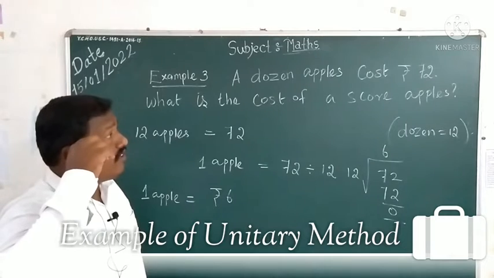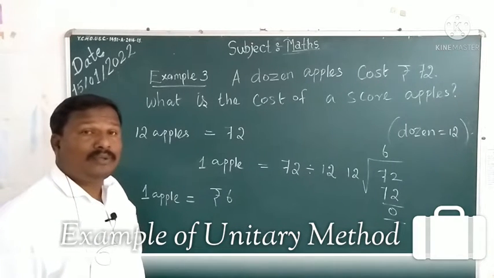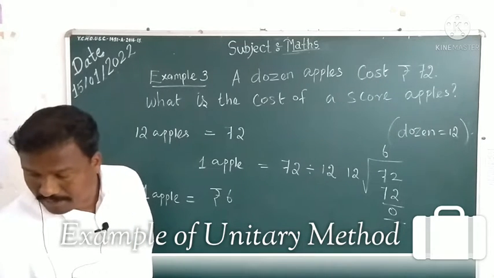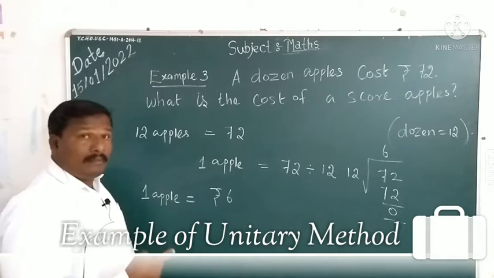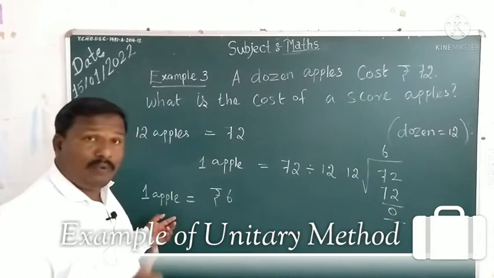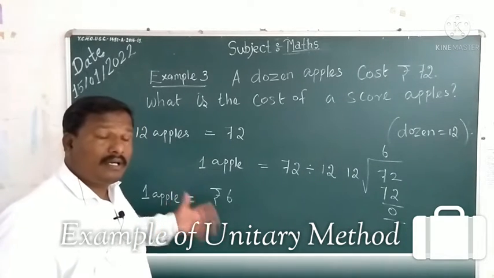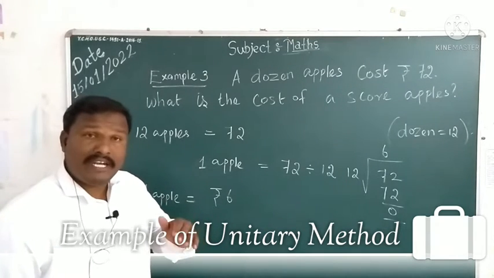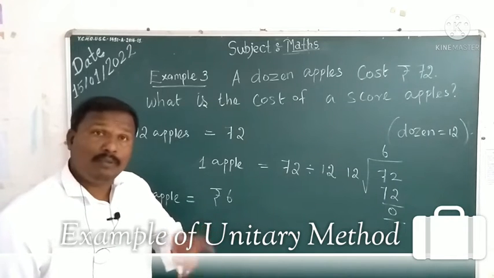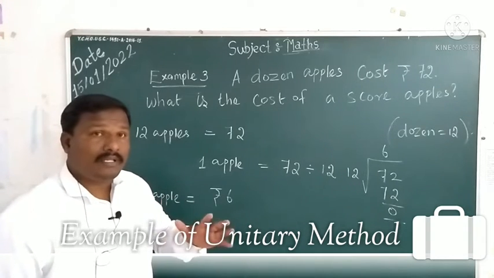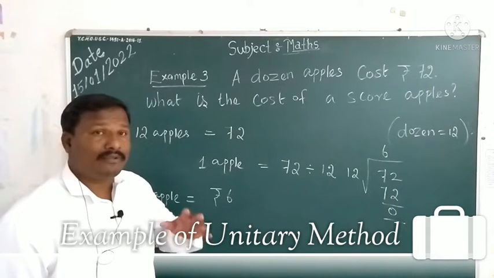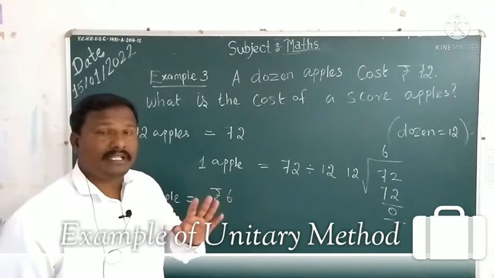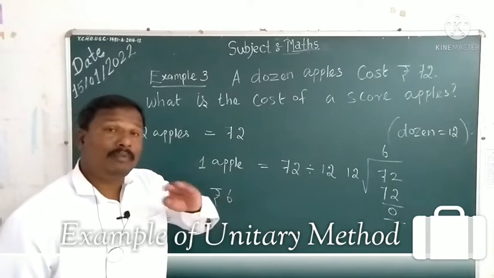So what is the value of a score of apples? Score means, I told you, a value of 20. So we have to do multiplication, because we found one apple cost. If you want to find out the one apple cost, what do we have to do? We have to do division. If you want to find out the more than one value, we have to do multiplication. I told you. So in this unitary chapter, we have to do two operations. First, division. If you want to find out the value of 1, we have to do division. If you want to find out the more than one value, we have to do multiplication.